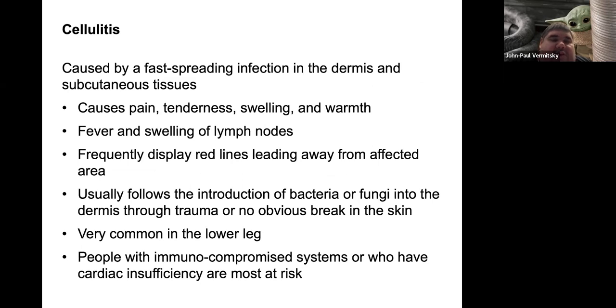Okay. Cellulitis is caused by a fast-spreading infection in the dermis and subcutaneous tissue. It causes pain, tenderness, swelling, and warmth. It can lead to a fever and swelling of the lymph nodes. It's frequently displayed as red lines leading away from the affected area. It's very common in the lower extremities, and people with immune-compromised systems or cardiac insufficiency are a little more at risk for cellulitis.